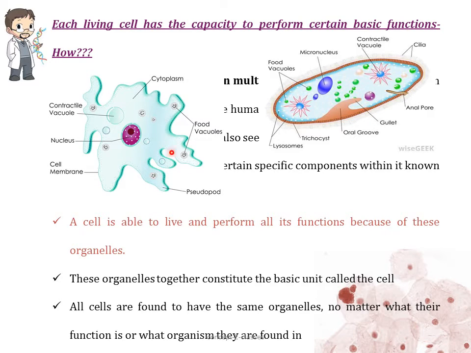See for example, in amoeba there are food vacuoles, pseudopodia. So these organelles together constitute the basic unit called a cell. And all the cells are found to have the same organelles, no matter what their function is or what organisms they are found in. So we'll study more about these organelles in the following slide.